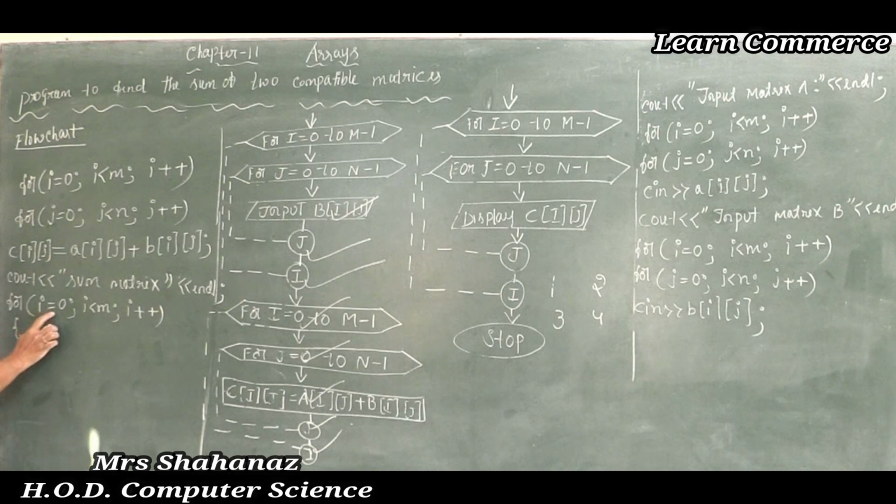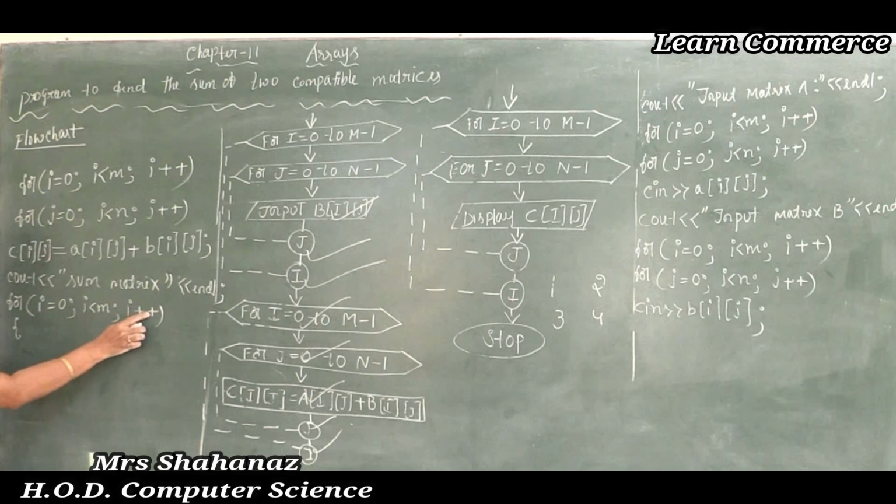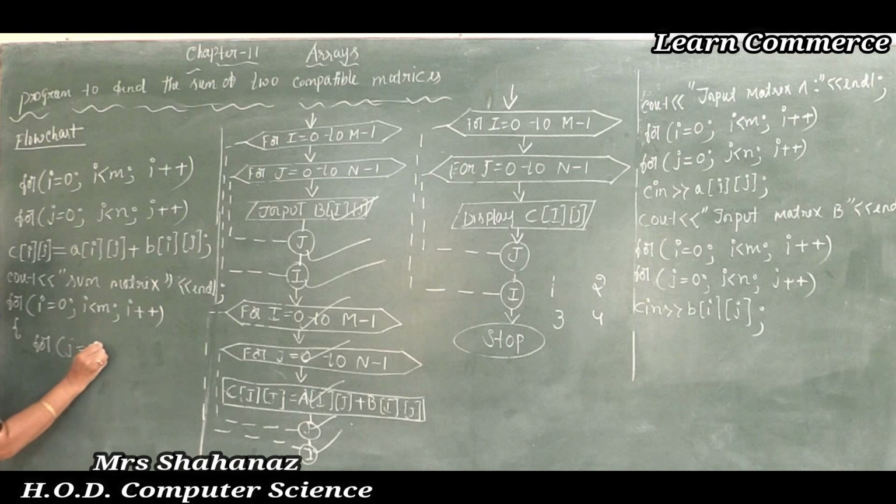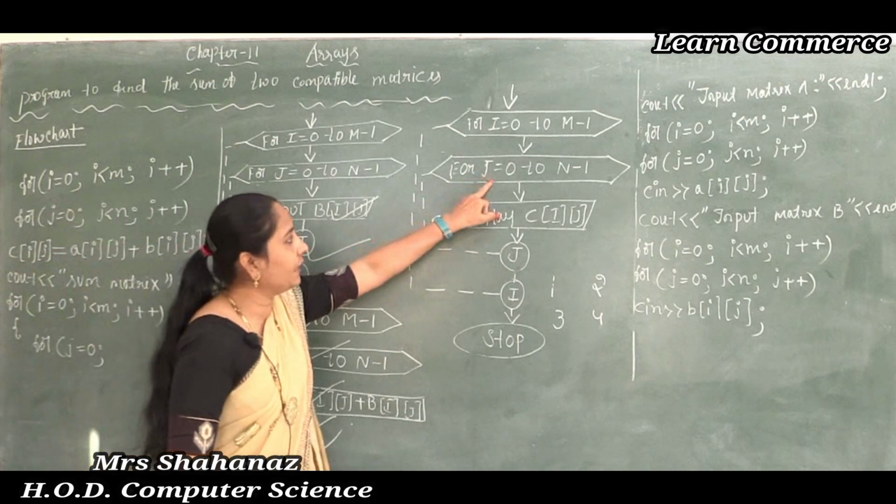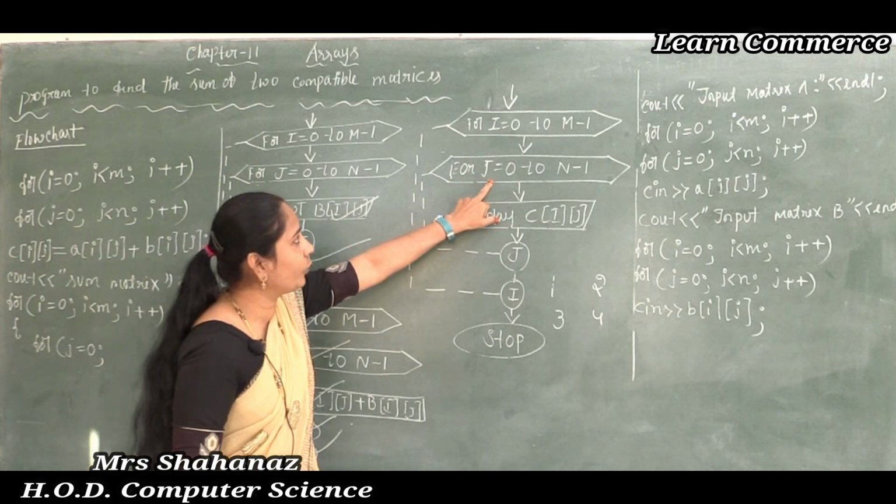So this is the i is equal to 0, i less than m, i plus plus, then we need to open the flower bracket, and then later words I am using for j value is equal to 0. So here it's there in our flow chart. So like that only I am going to use.